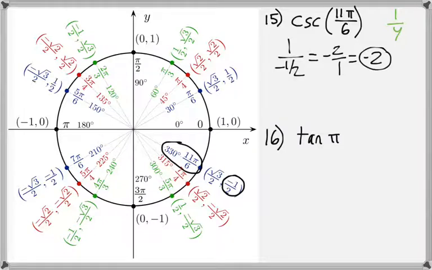Now for tangent of pi, to find that on the unit circle, you want to do y over x. So if I locate pi, it's right here. So my coordinates are here. So x is equal to negative 1, y is equal to 0, and they want us to do y over x, so 0 over negative 1, and that's just equal to 0.